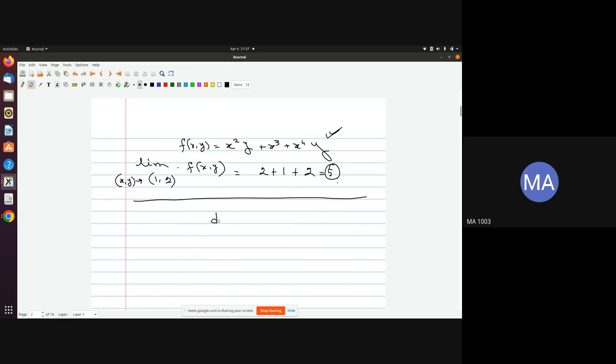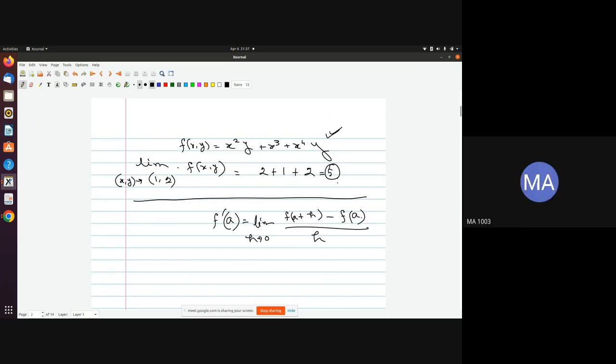So how was f dash x defined for a single variable? If you remember, we defined it like this: limit h tending to 0 of f of x plus h minus f of x, divided by h. Instead of x, I should write a. At point a, it will be like this. Okay, this is how we have defined it.